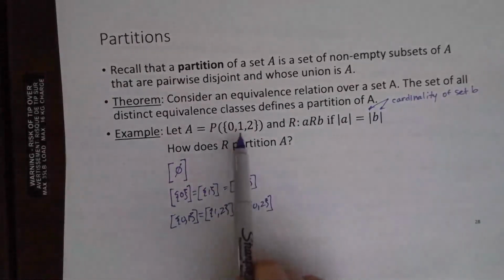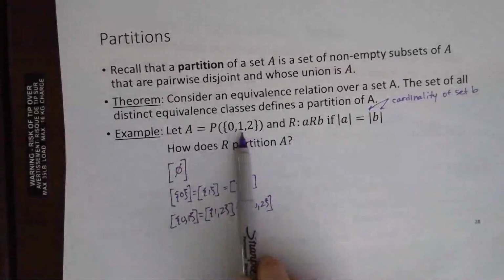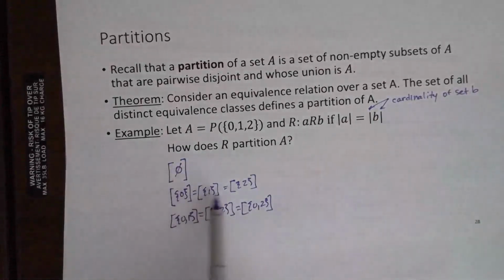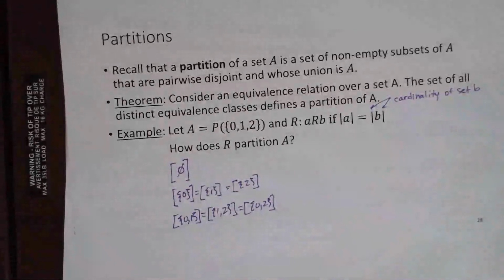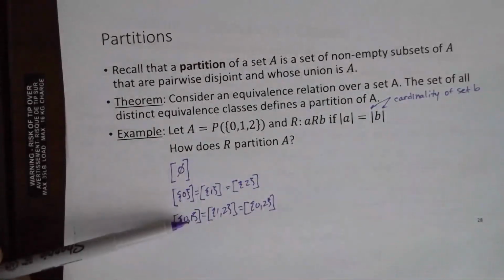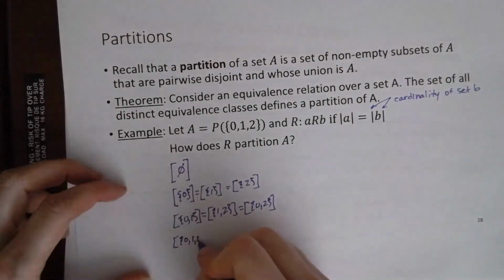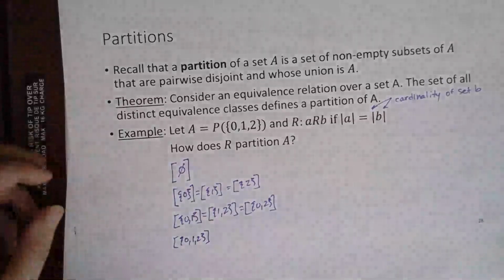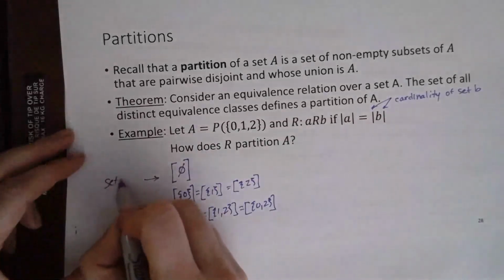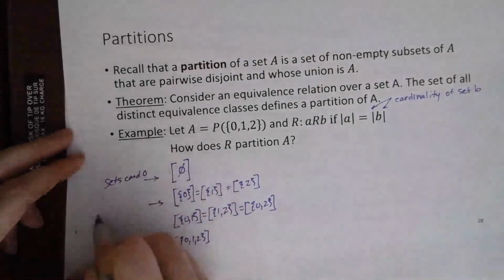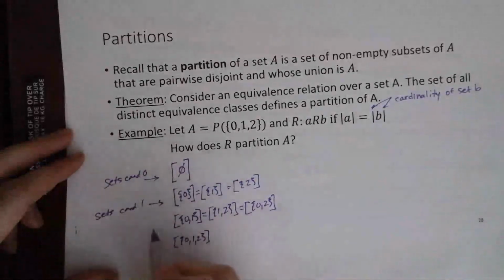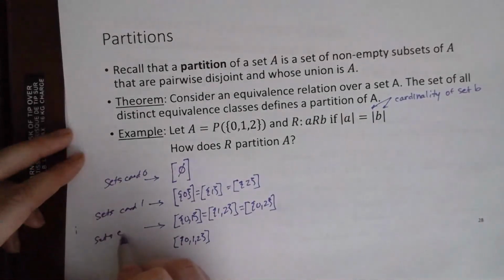How many subsets should we have? We should have 8. Let's see how many we've accounted for: 1, 2, 3, 4, 5, 6, 7. What are we missing? All 3 of them. That has a cardinality of 3, so it's not going to be in any of these equivalence classes. It has a class all of its own. So this is the sets with cardinality 0, this is the sets with cardinality 1, this is the sets with cardinality 2, and this is the sets with cardinality 3.